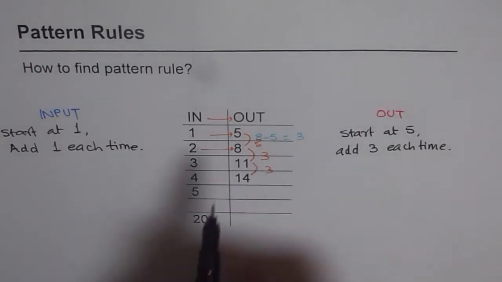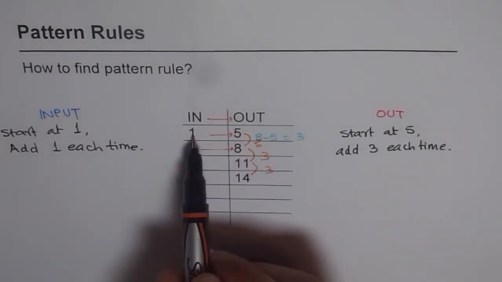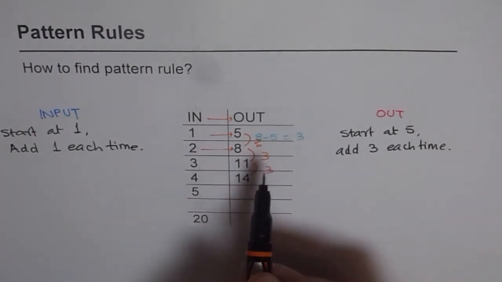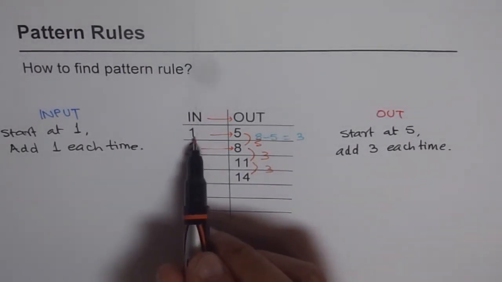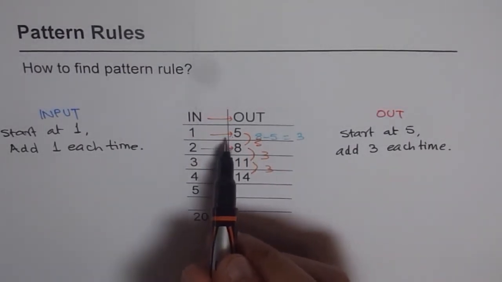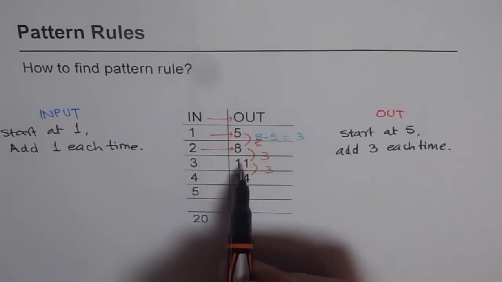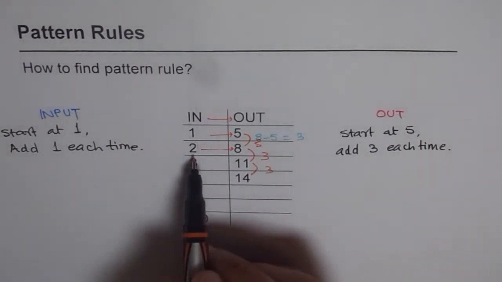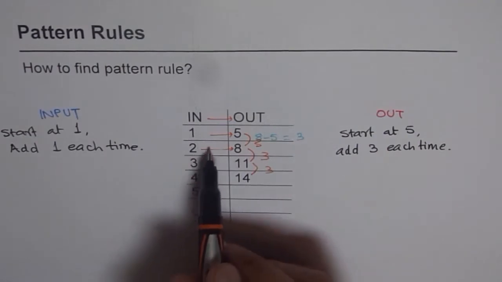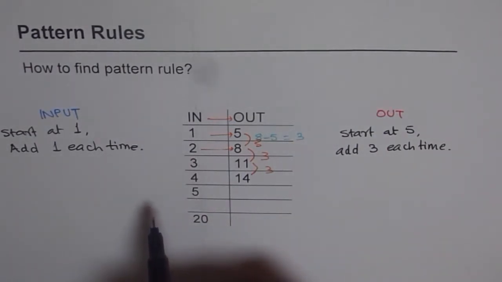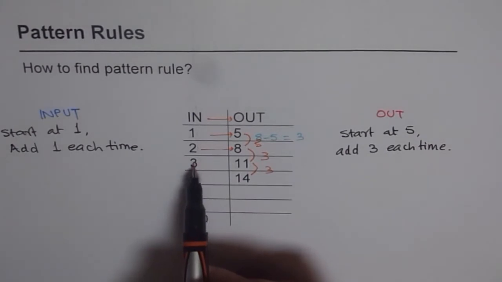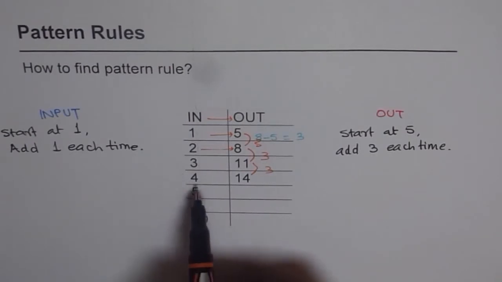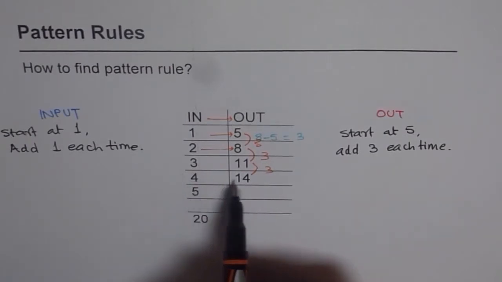Now let's look back at how to get 5 from 1. We know for every input, output increases by 3. So if I multiply 1 by 3, what do I get? I get 3, but not 5. How will I get 5? So I do times 3 plus 2, then I get 5. That makes sense. Let me try this with 2. What is 2 times 3? 2 times 3 is 6. And 6 plus 2? 8. It works. 3 times 3 is 9. And 9 plus 2? 11. 4 times 3 is 12. 12 plus 2? 14. That works.